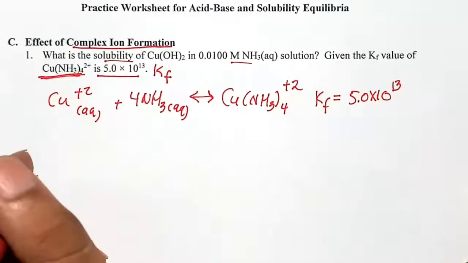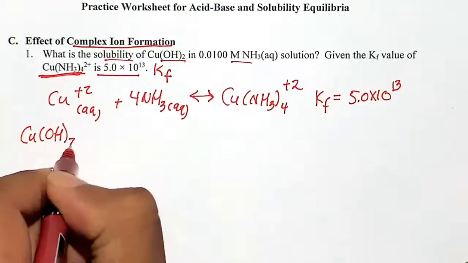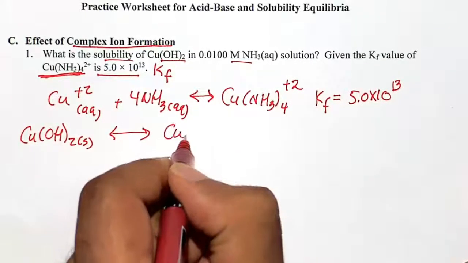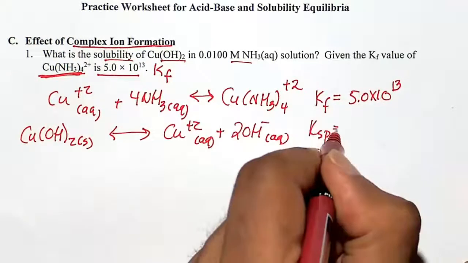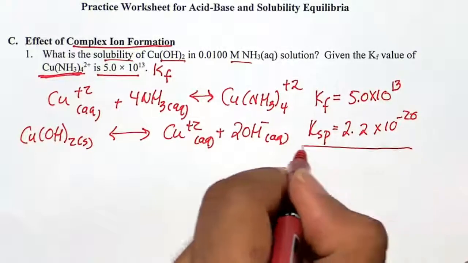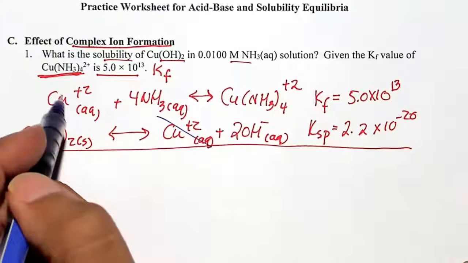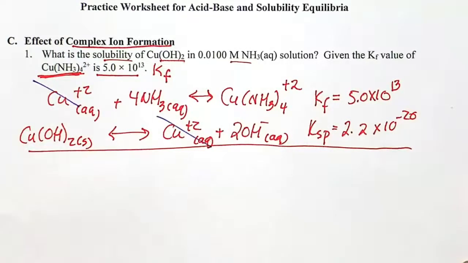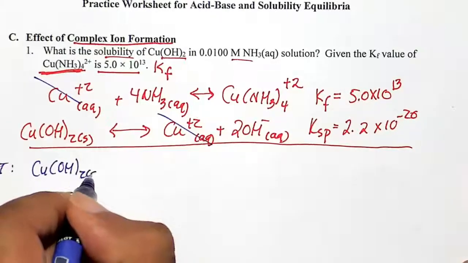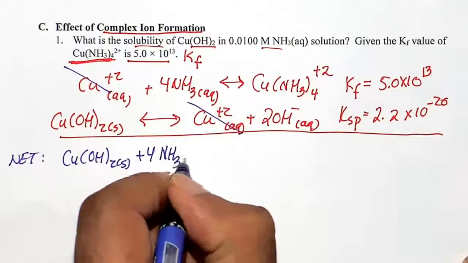And then we have copper hydroxide, which we know is a sparingly soluble solid. So we have this back and forth reaction occurring here, with a Ksp of 2.2 times 10 to the minus 20. So if we add these two reactions together, the copper ion will cancel out with the copper ion, and then our net equation is copper hydroxide, which is in an equilibrium with its component ions, reacts in solution.